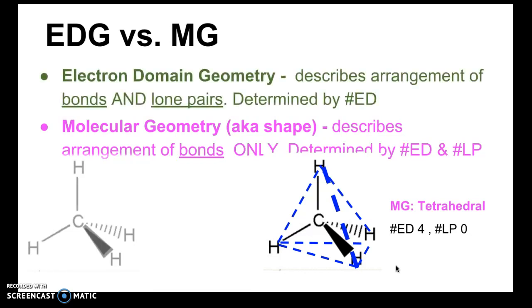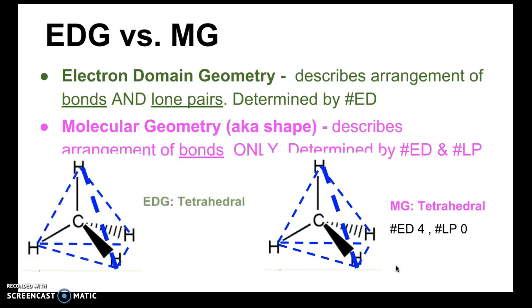Let's check out the electron domain geometry. Pretty sure by now you should know what it is. If it has 4 electron domains, it will have a tetrahedral shape.